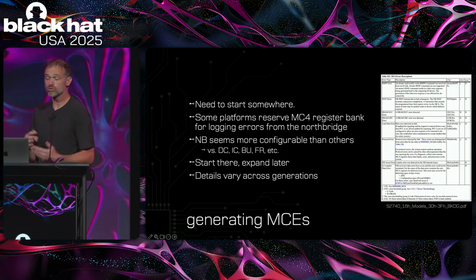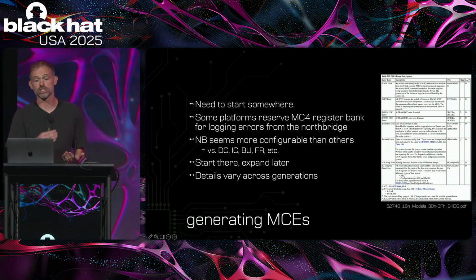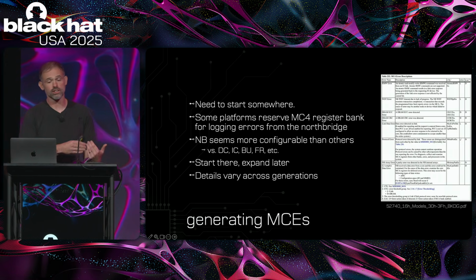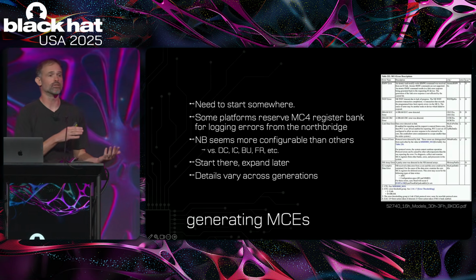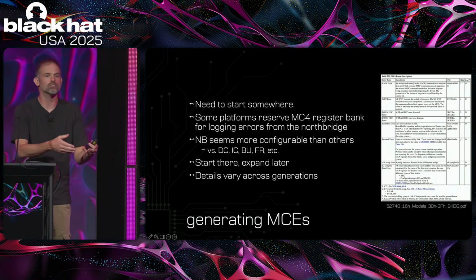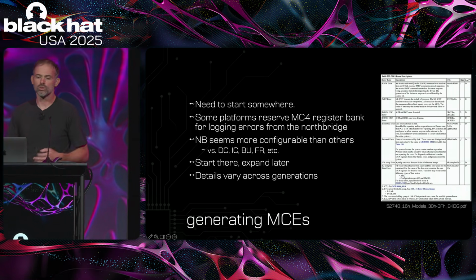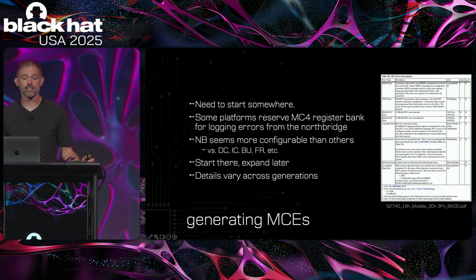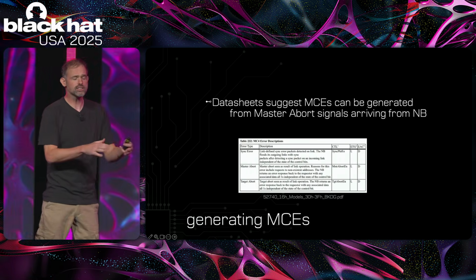And when I was reading through the documentation on this, I saw that some platforms are reserving the 4th machine check register bank for logging errors from the North Bridge. And I thought, well, that seems interesting. The North Bridge is a little bit more configurable than some of these other things. I might not be able to change parity errors in the L2 cache, but the North Bridge has some registers I can at least write to. So we can start there, and then we can expand on this idea later.